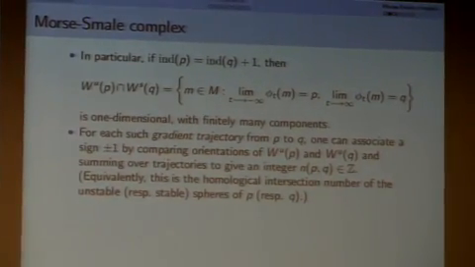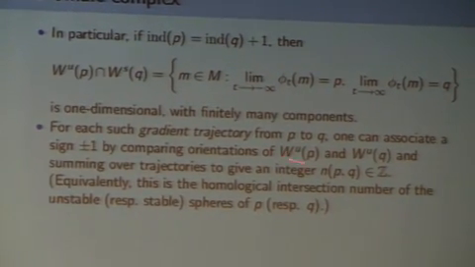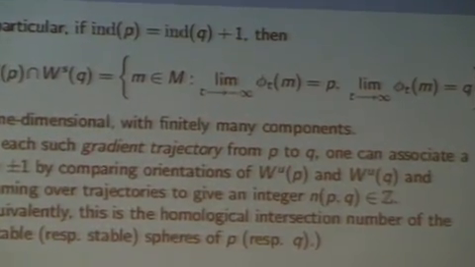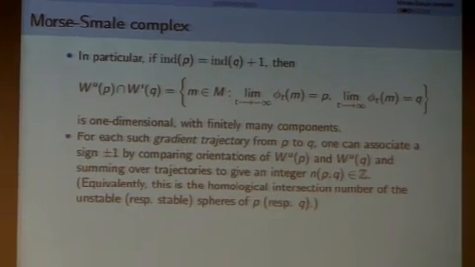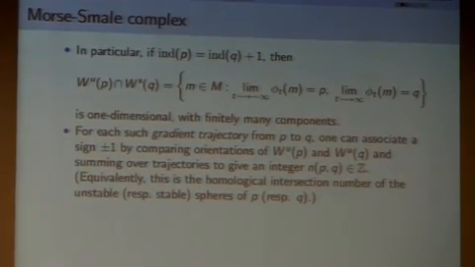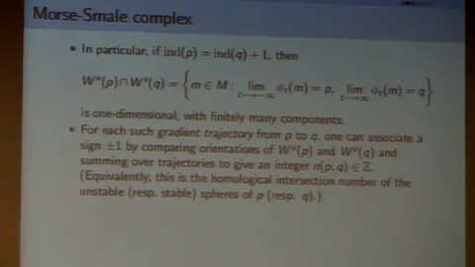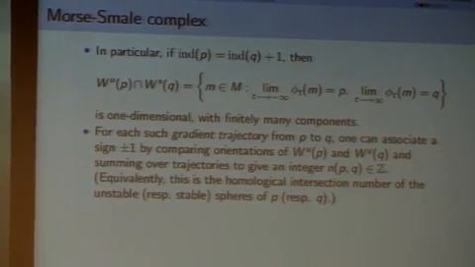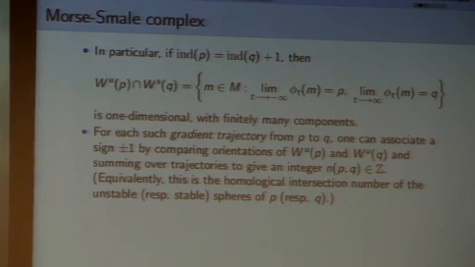For such a gradient trajectory, it's possible to associate a plus or minus sign essentially by comparing orientations of the unstable submanifolds at P and Q. And then if you sum over the finite number of trajectories that connect P to Q, that gives you an integer. An equivalent version of this is that this integer is the homological intersection number of the unstable sphere of P and the stable sphere of Q. I can define those, but they're essentially what you get by flowing out the sphere in these cells.